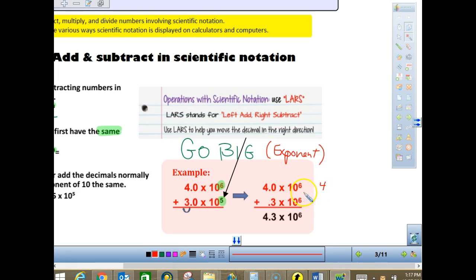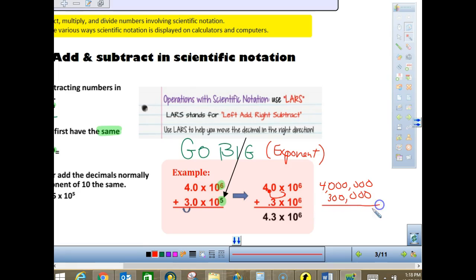4 followed by what? 10 to the 6, 5 zeros, 6 zeros. 4 times 10 to the 6 is going to have 6 zeros behind it, right? That's going to be like 4 million, right? And if I was adding 4 million and 3 times 10 to the 5th, because that's what this looks like, 3 times 10 to the 5th, that's going to be 300,000, right?